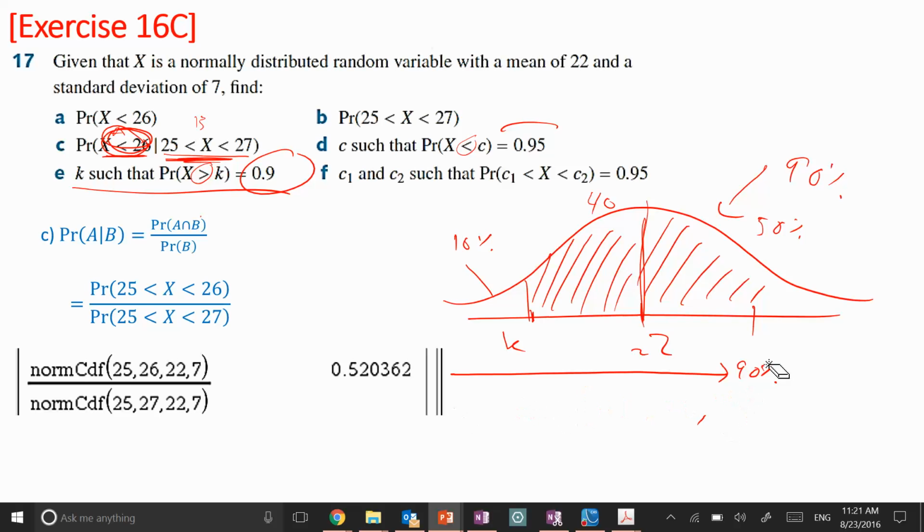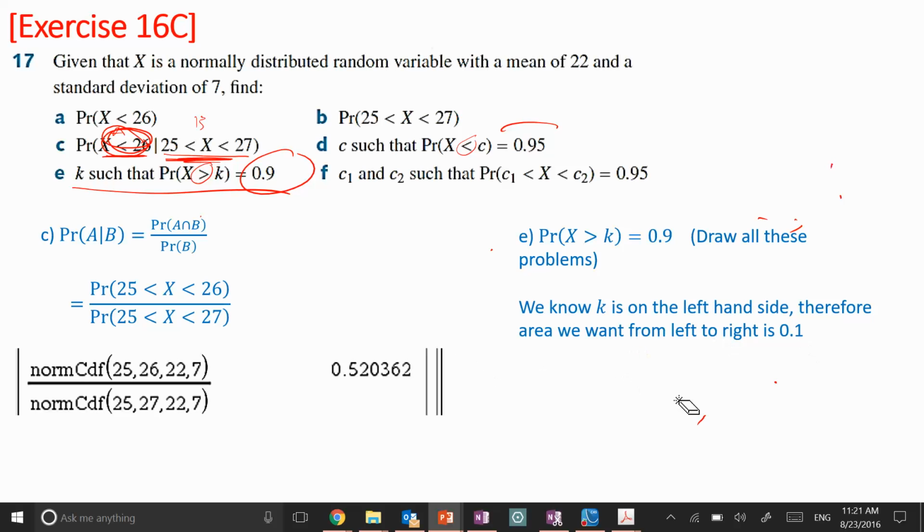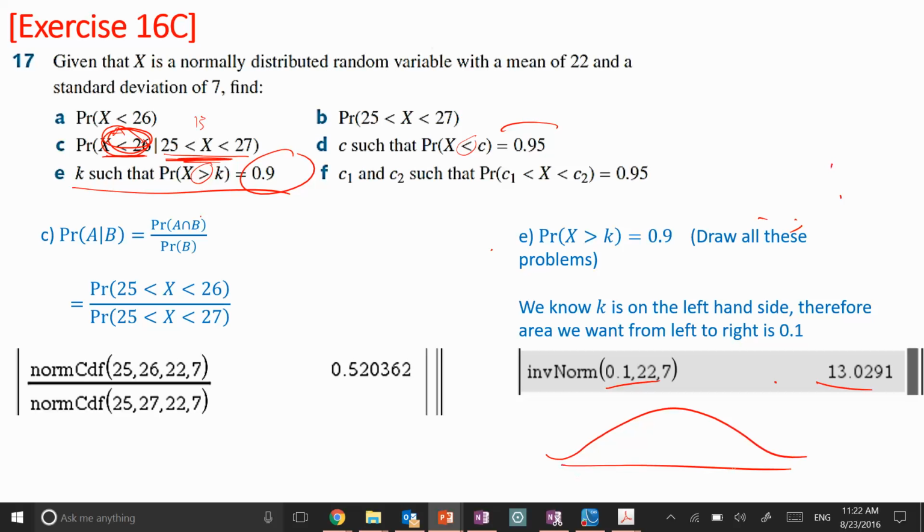Okay, so having said that, in this problem, if you draw it out, you knew on the left is 0.1, so that's all I did. Inverse normal, 0.1, that's the area I'm looking for from left to right, and the value is 13, which makes sense, because remember the mean was 22. It had to be a value on the left-hand side, so of course it's 13, smaller than 22. So from 13 onwards, if I had the graph, 13 is here. The area greater than 13 will be 90%. That's all it's telling me.